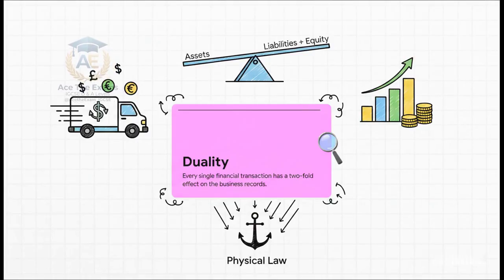And that balance is maintained by the concept of duality. Think of duality as a physical law of the accounting universe. It's kind of like gravity. It demands that every single financial transaction has a twofold effect on the business records. Like, if a business buys a delivery van with cash, the asset of vehicles goes up, sure, but the asset of cash goes down. It's this automatic, dual reaction that keeps our foundational equation perfectly level.